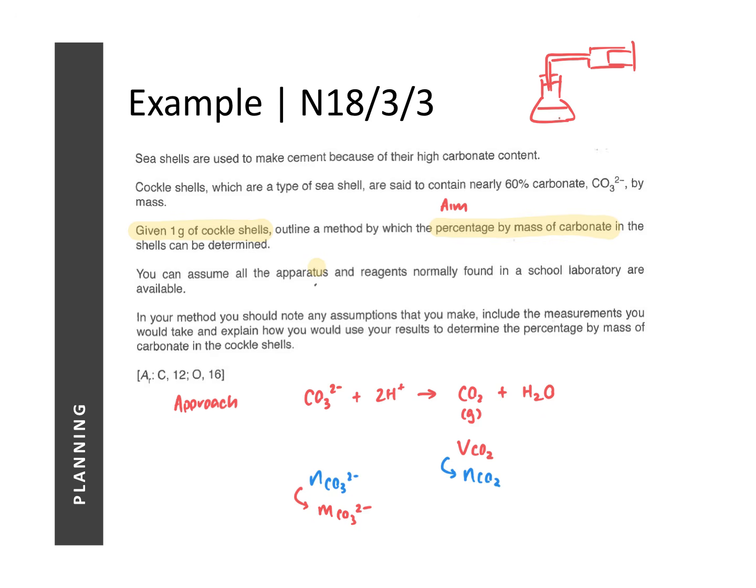In your conical flask, we will need to add your acid, and then add your cockle shells, and then we have a delivery tube connected to a gas syringe. So this is roughly the experimental setup and the apparatus that are required.